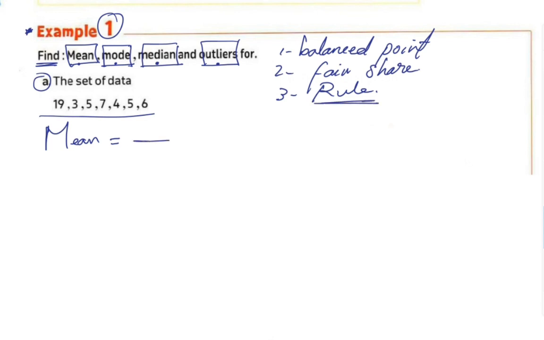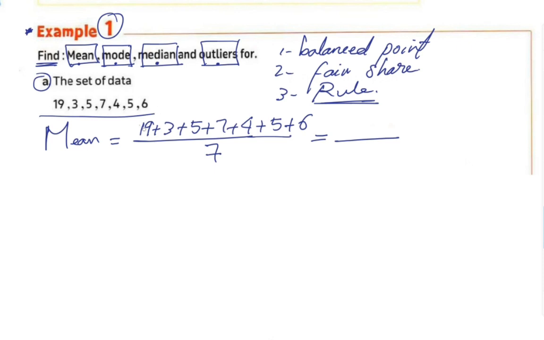So what's the rule? The rule is the sum of values. That means I need to add all of these values together, 4, 5, and 6, divided by what? Divided by the number of them. 1, 2, 3, 4, 5, 6, 7. So divided by 7. Now that's equal to.